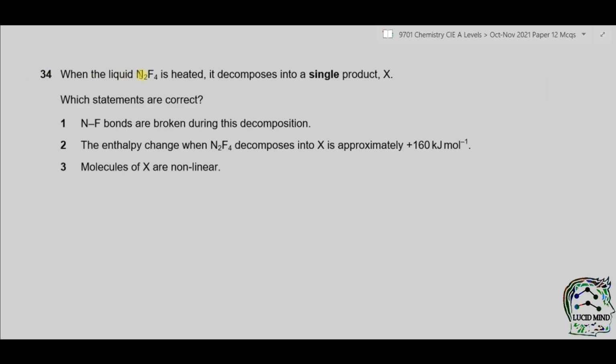Question 34. When liquid N2F4 is heated, it decomposes into single product X. Which statements are correct? We can draw the structure of N2F4. We have 4 fluorine atoms. As we know that nitrogen makes 3 maximum single covalent bonds, the structure could be like this. Now it says N2F4 upon heating decomposes into single product X. So we can decompose it from here. NF2, single product NF2 is formed.